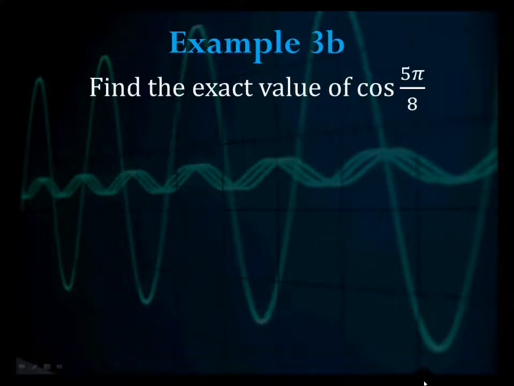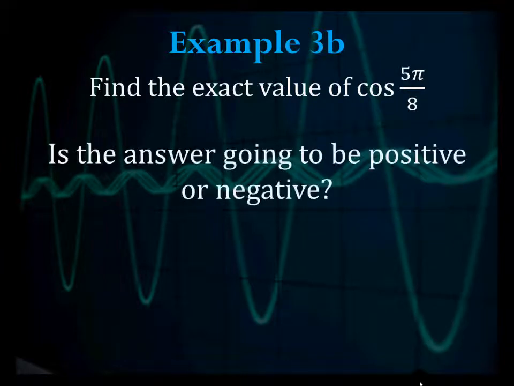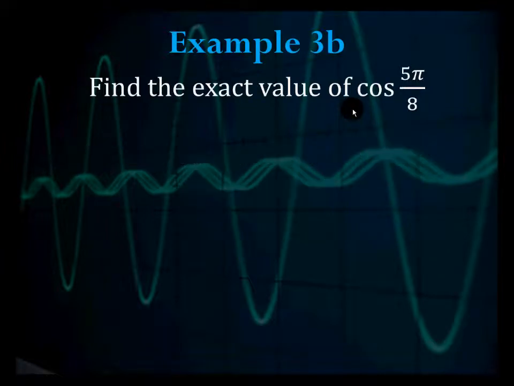Example 3b, find the exact value of cosine of 5 pi over 8. Well, again, let's check. Is the answer going to be positive or negative? We are still in the second quadrant. So is cosine positive or negative in the second quadrant? Blue's Clues moment, pause. Yes, it is negative. So we are going to use the negative half angle formula for cosine.